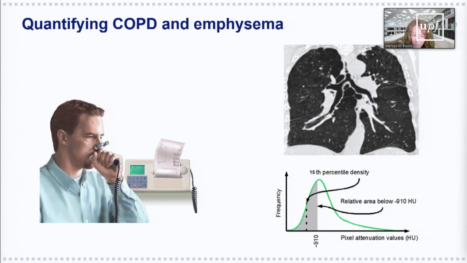You need to have quite a large destruction of lung tissue before you can actually measure it in lung function. If we do imaging, the standard for quantifying emphysema is based on CT density values. So we simply measure the relative volume of lung tissue that is below a certain Hounsfield unit threshold.